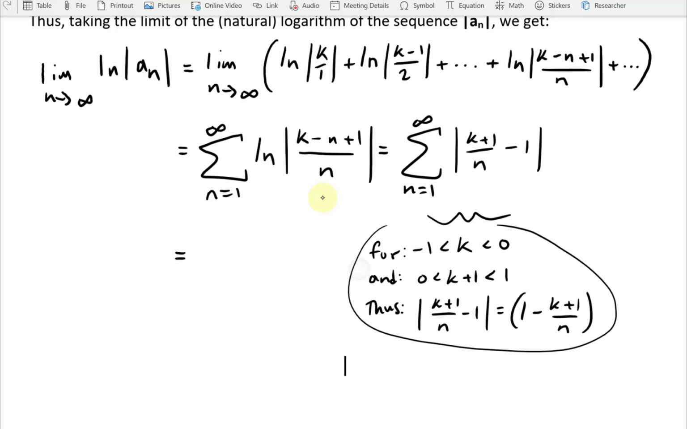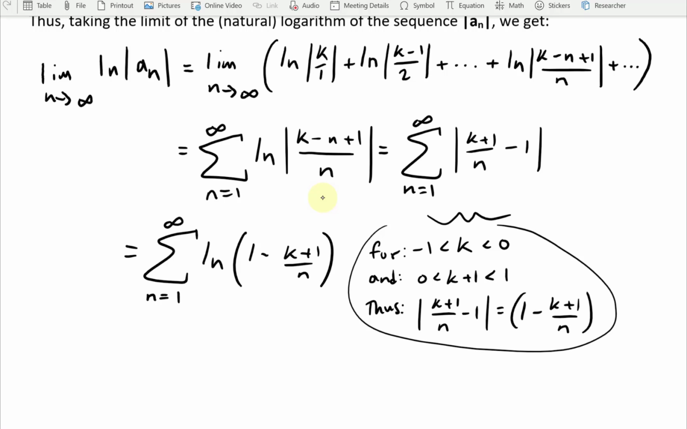And now the left side here is going to be equal to the summation up to infinity from n equals 1 of ln, and now we're just going to get 1 minus (k plus 1) over n, like that. Yeah, just like that.